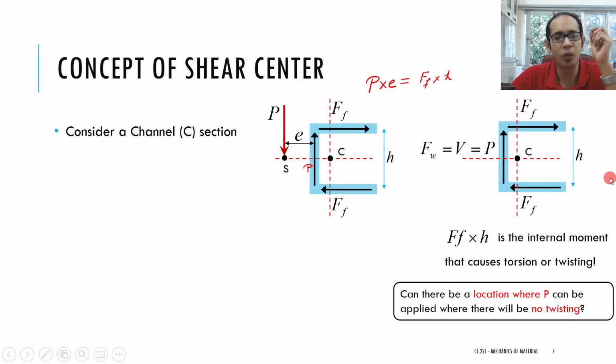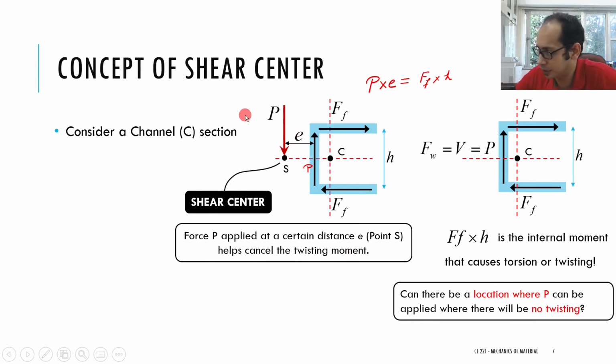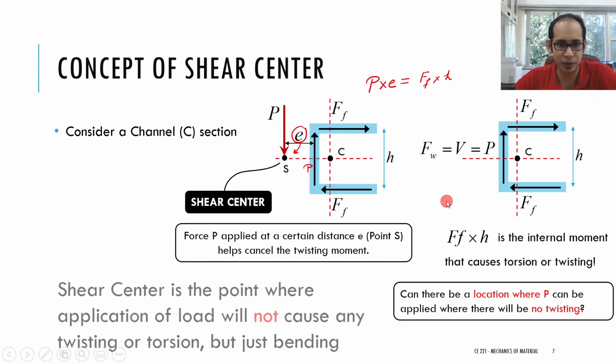So this is the concept of shear center. So what is the shear center? Shear center is essentially this distance e. It is the distance at which you should apply the load P such that the beam only bends and does not twist. So force P applied at a distance e helps cancel the twisting moment over here, and this, my friends, is known as the shear center. This distance tells you where the shear center is.